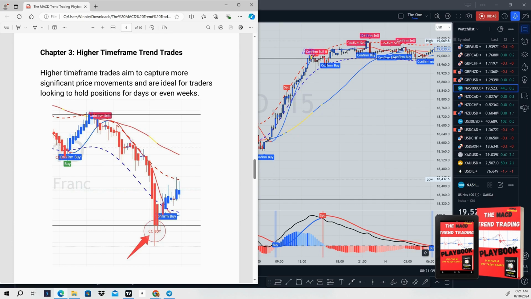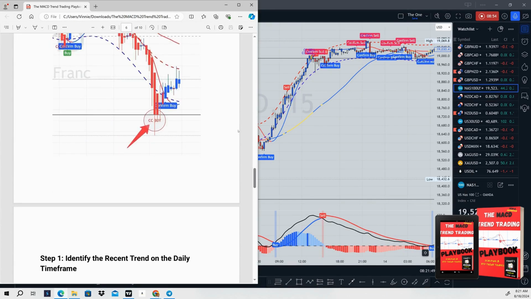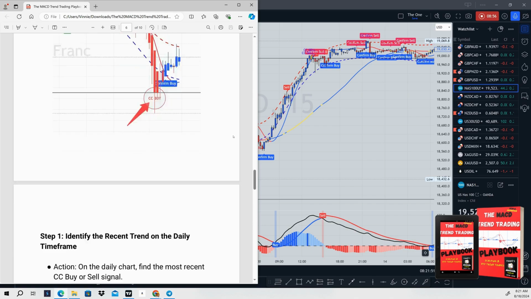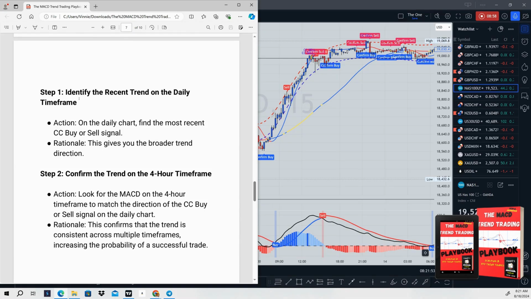All right, so higher time frame trades aim to capture more significant price movements and are ideal for traders looking to hold positions for days or even weeks. So we're going to use a daily time frame to identify the trend. So step 1, identify the recent trend on the daily time frame. All right, so on the daily time frame chart, find the most recent CC buy or sell signal.